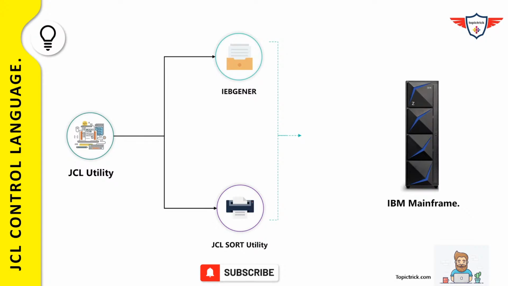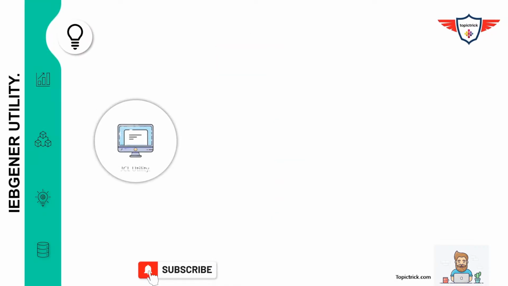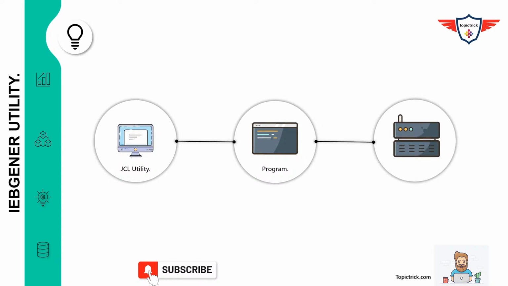So before I start with the IEBGENER utility, let's try to understand what a JCL utility is, or what you understand by the term utility. In layman's terms, mainframe utility programs, or just utilities, are programs that can be used for common data processing functions like copying or printing a dataset. These utilities are supplied with IBM z/OS, and they are widely used in batch jobs.